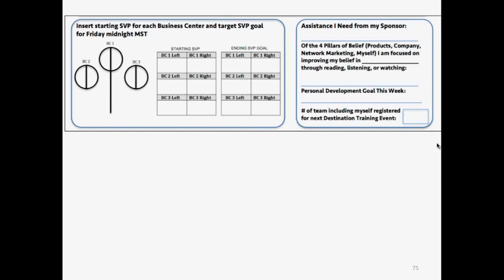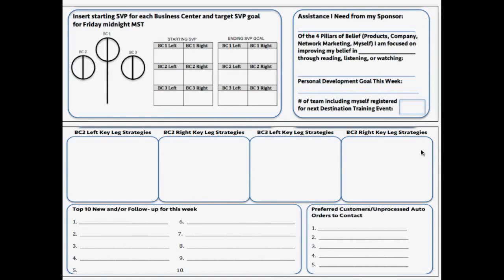So you want to put that information right there, and always be adding new people to register for the next destination training event. Now, the next part of the weekly action plan is key leg strategies. If you have team in your BC2 left side, you're going to put the associates that you're going to work with there. Maybe you host a mixer there, something to build that leg. Then with your team on BC2 right, you put the strategies there. BC3 left, BC3 right. You might have a leg that's really strong. Let's say BC3 left, a lot of things are going on. So maybe you don't focus on that leg as much, but you go focus on the legs that you need to add more points in.